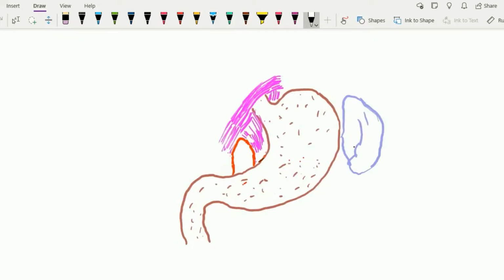Now let's see the third branch of the celiac trunk, and that is the splenic artery, and it is the largest branch of the celiac trunk. So this is the celiac trunk, and from there this splenic artery passes towards the left side. It is tortuous in course and passes behind the stomach and reaches the hilum of the spleen after passing through the lienorenal ligament. It passes just above the body and the tail of the pancreas. So this is the outline of the pancreas.